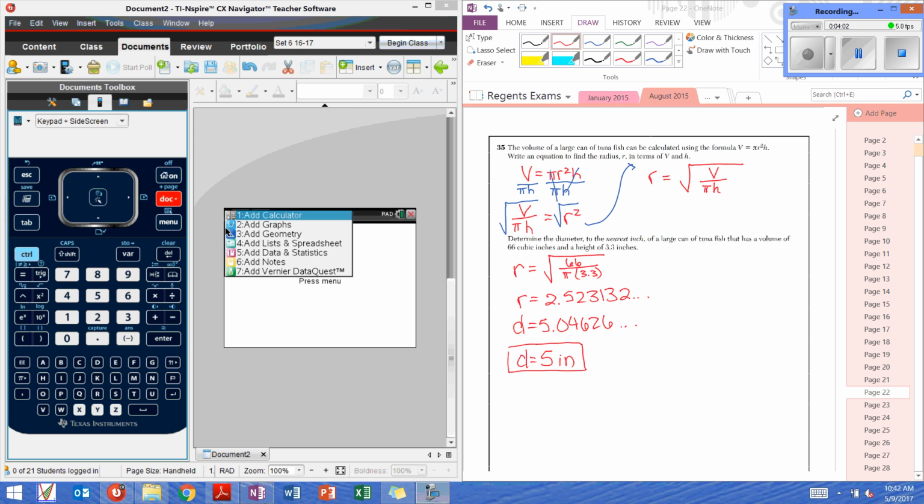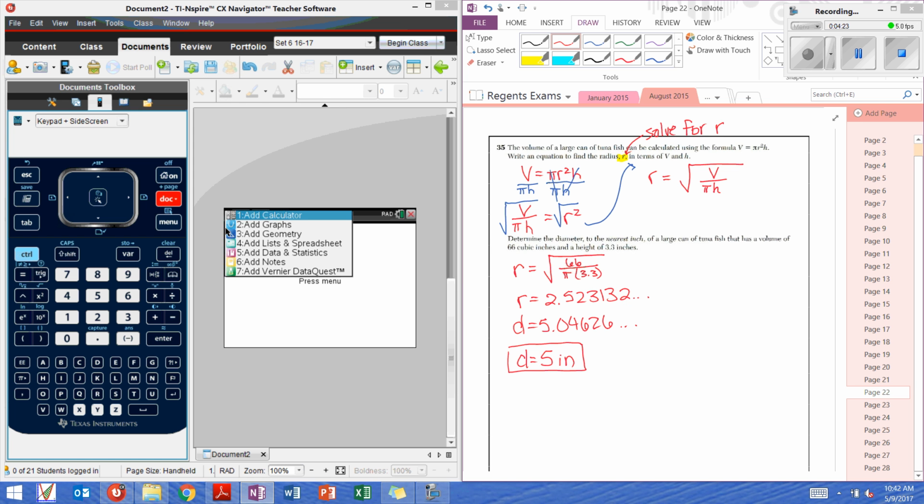Question 35, you needed to get r alone because it said find the radius in terms of v and h. That just means solve for r. We should even write that out. I think that's really helpful. So solve for r.